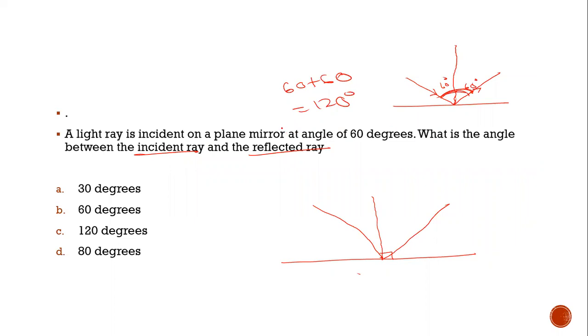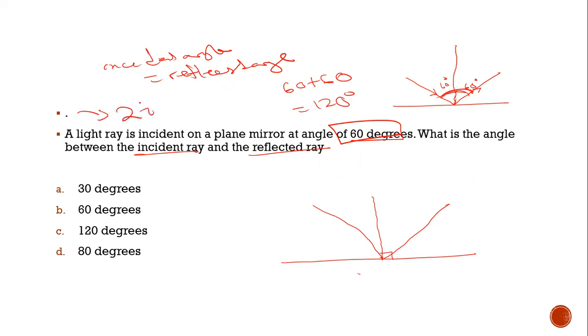So quickly, let's say you're in exam mode. You know that a ray of light is incident on a plane mirror at an angle of 60 degrees. Since the angle of incidence is equal to the angle of reflection, the angle between them will be 2i or 2r, it will be the same thing. Since they're the same, your i plus r, 60 plus 60, is 120. If you want to be quick about it, but this is the explanation here.